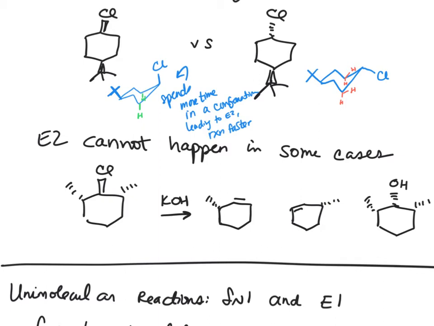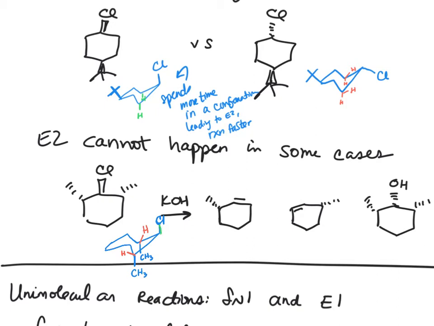But what we can tell about this molecule is that for the chlorine to be in the axial position, which is needed for the antiperiplanar arrangement, we have methyl groups also in axial positions. That means there are only hydrogen atoms in the equatorial positions, which does not allow for this antiperiplanar that we need.